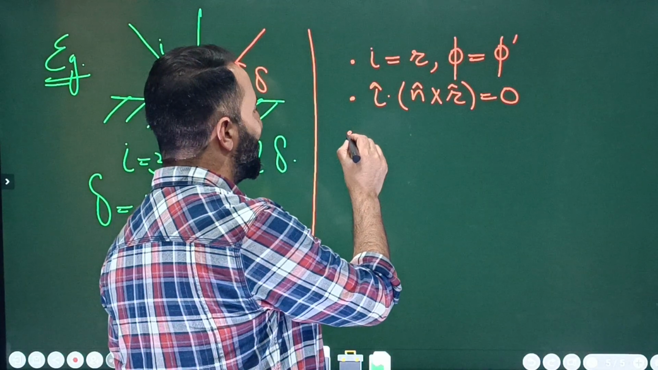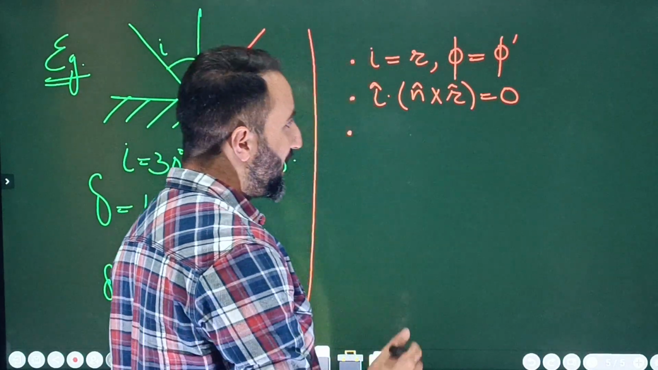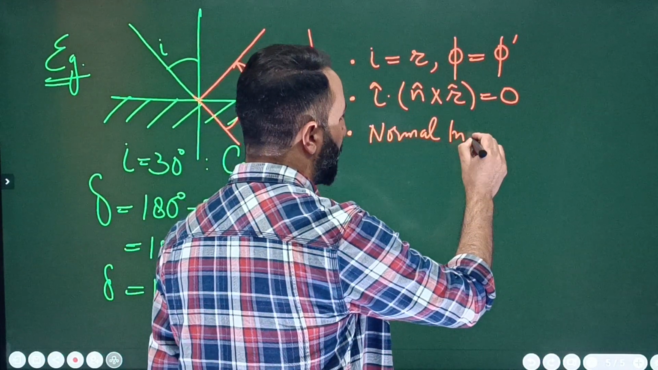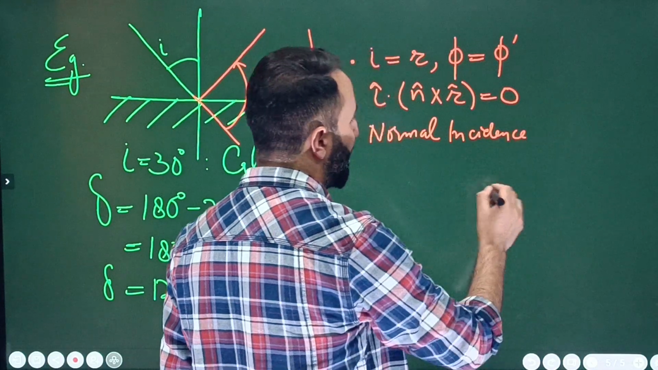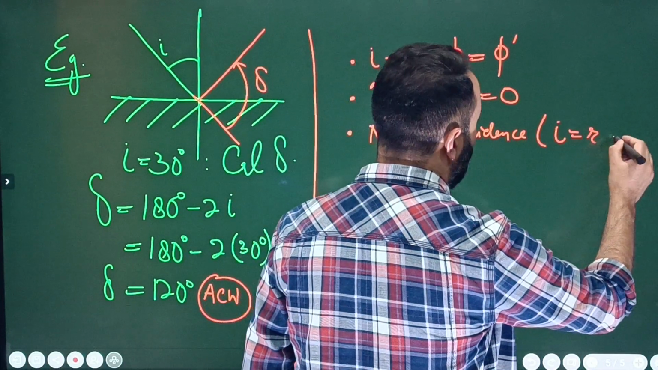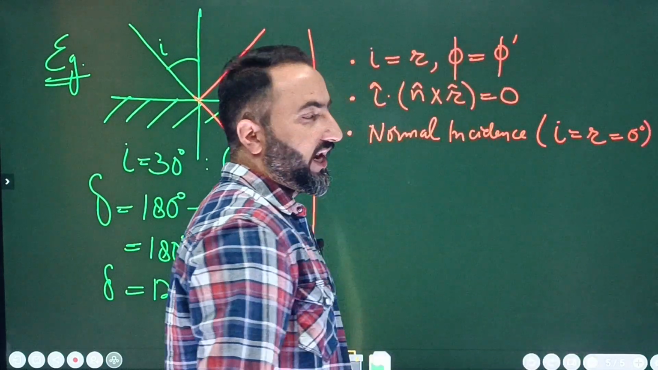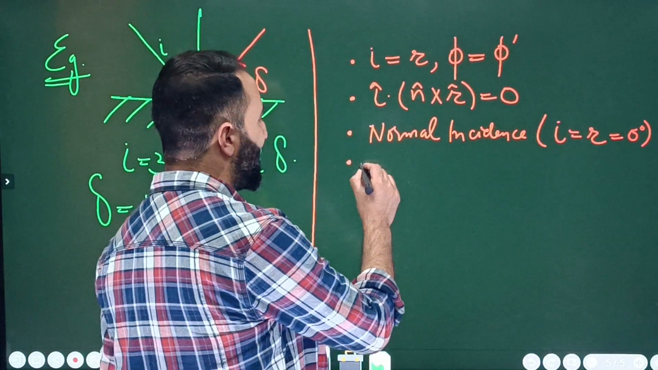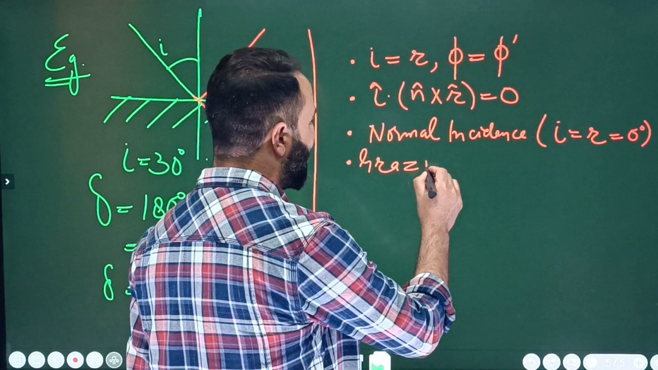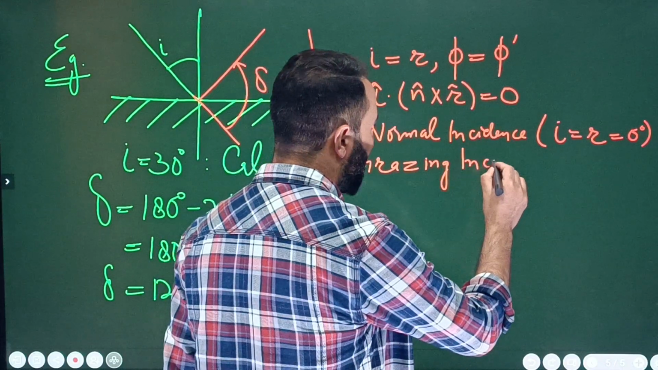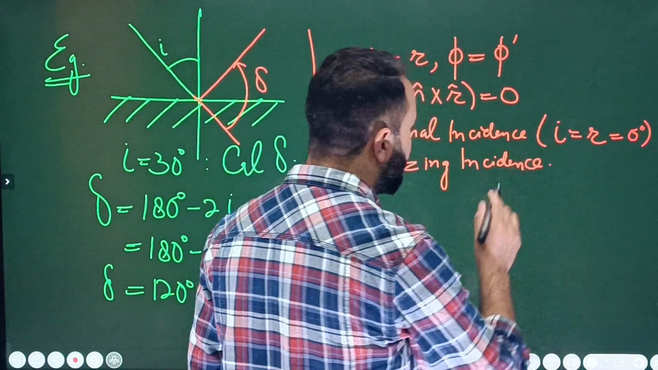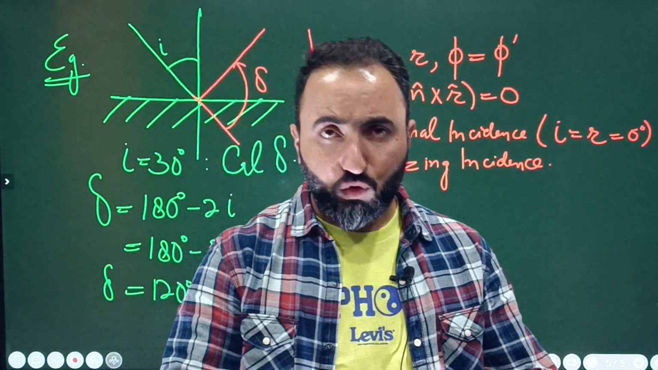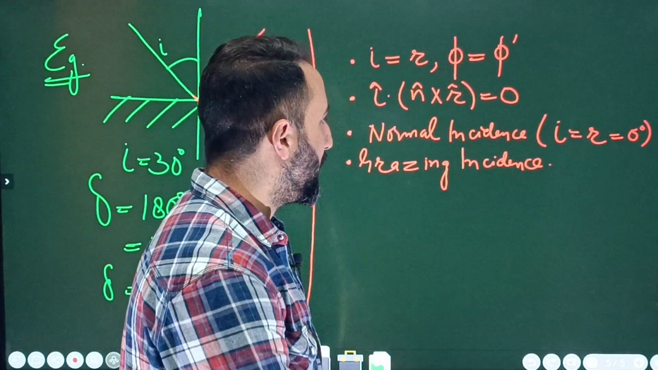Point number third is normal incidence. We have defined that as well. Simply, normal incidence implies that angle of incidence equals angle of reflection equals 0 degree, or if the ray of light is normally incident on the mirror, it will retrace its path. Then another point is grazing incidence. Grazing incidence implies that if the incident ray is nearly parallel to the mirror, then the reflected ray will also be nearly parallel to the mirror. That means if the angle of incidence is approaching 90 degree, then the angle of reflection will also be approaching 90 degree.